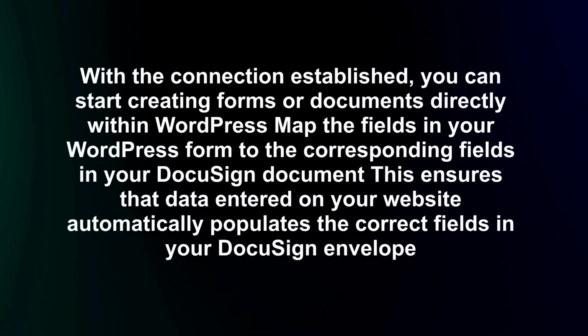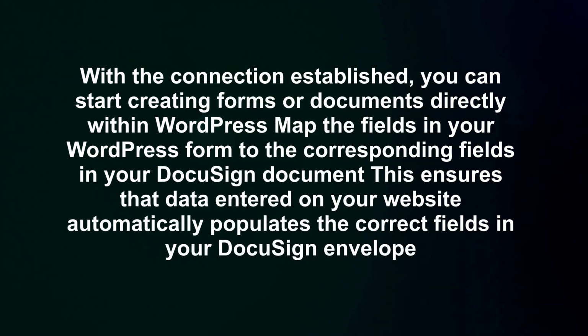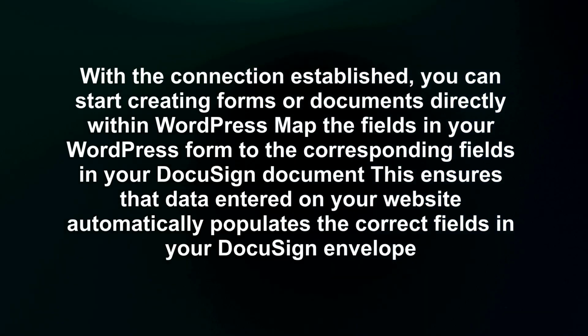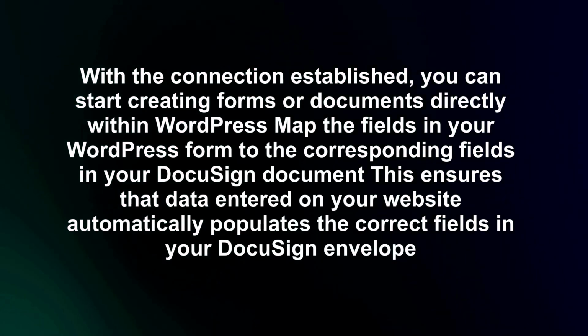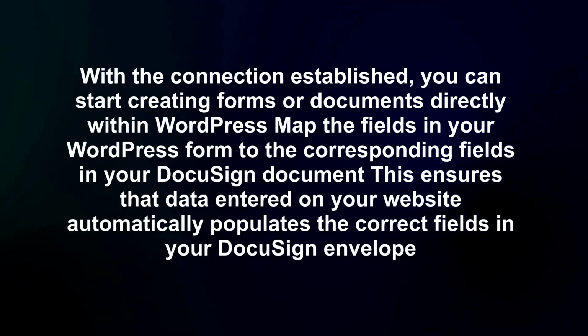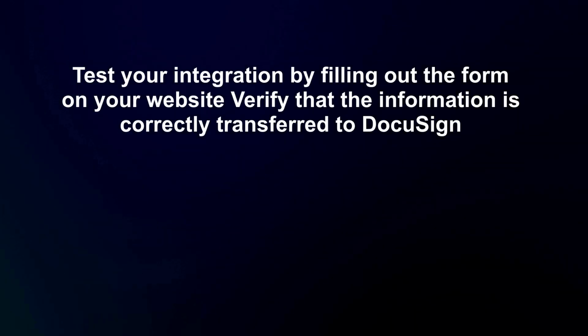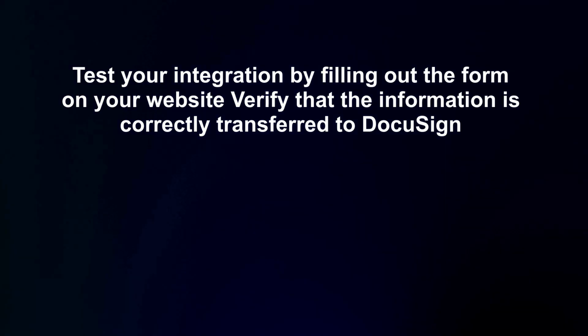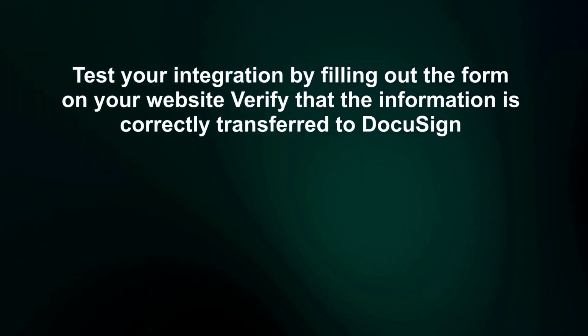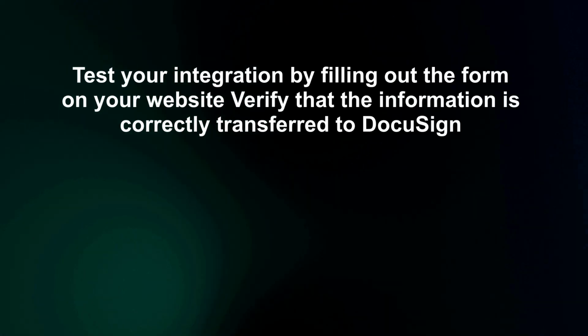Map the fields in your WordPress form to the corresponding fields in your Docusign document. This ensures that data entered on your website automatically populates the correct fields in your Docusign envelope. Test your integration by filling out the form on your website. Verify that the information is correctly transferred to Docusign.